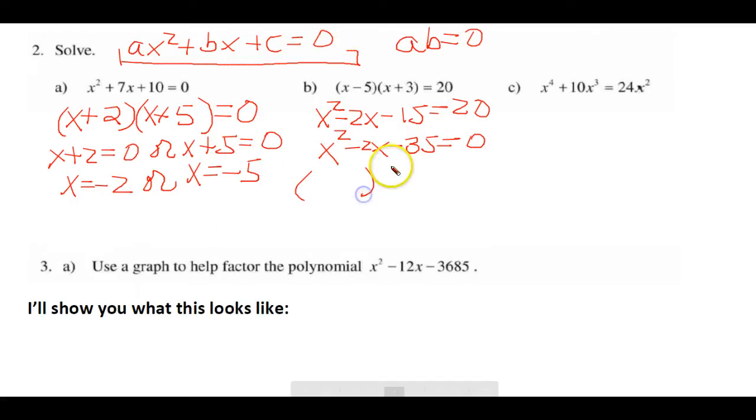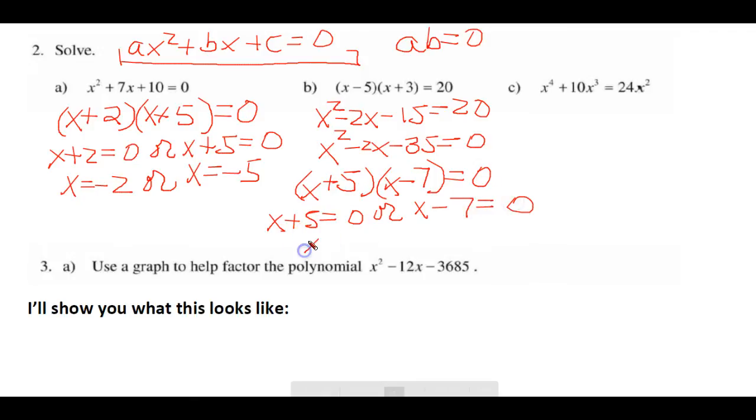So we factor this, and we get x, 7, 5. We want a negative in the center, so our 7 has to be the negative. This is plus. I FOIL it, and it checks out. So x plus 5 equals 0, or x minus 7 equals 0. So here x equals a negative 5, or x equals 7. Now it's critical that you have your signs correct.